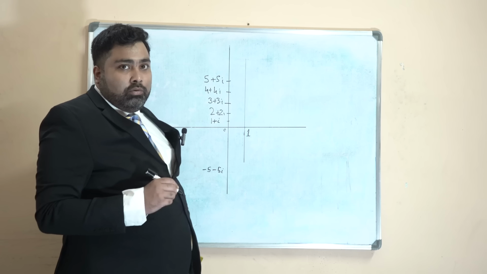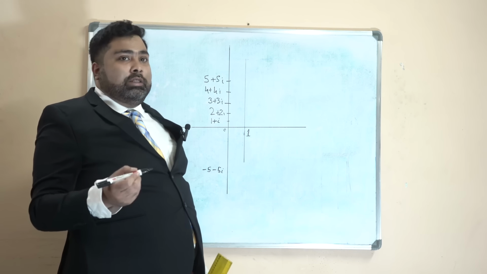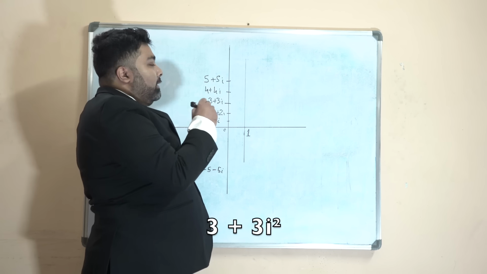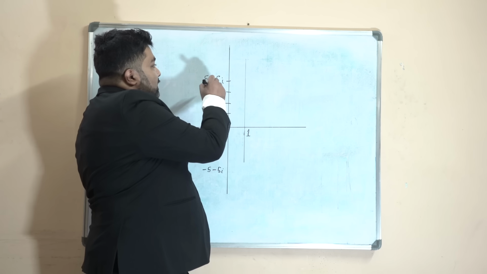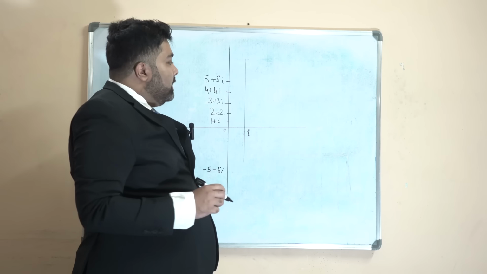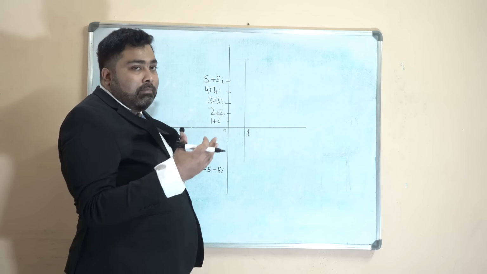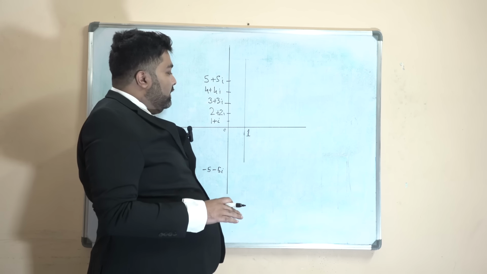Same for 2 plus 2i. This becomes 2 plus 2i squared, or 2 minus 2, which is 0. Same for 3 plus 3i. If I multiply with i, it becomes 3 plus i squared, or 3 minus 3, which is 0. Same with 4 plus 4i and 5 plus 5i. Now, what do I have to do if I want to bring these complex numbers onto the real plane? As I said, multiply with i. Sort of like rationalizing the denominator.